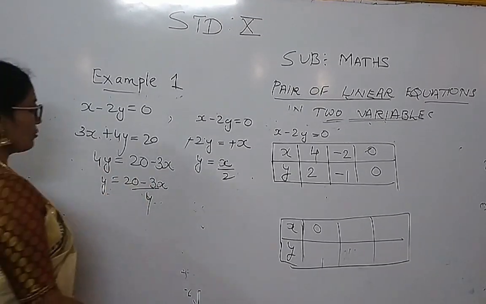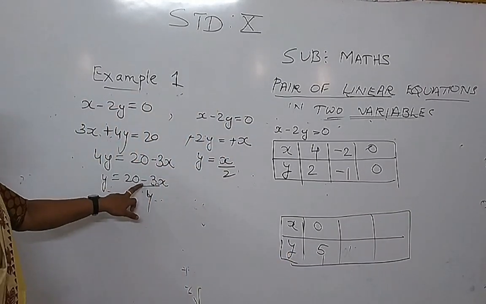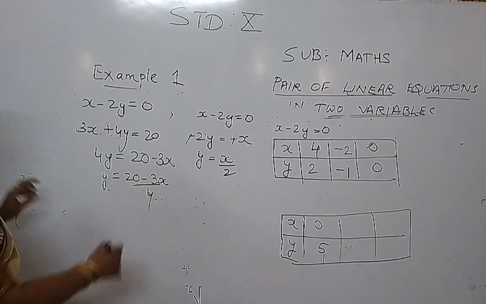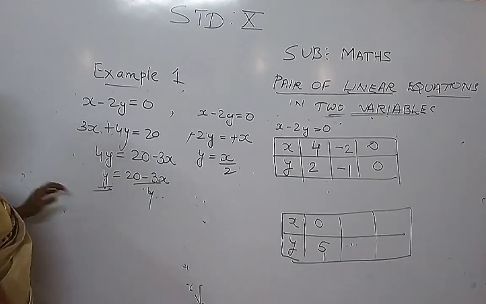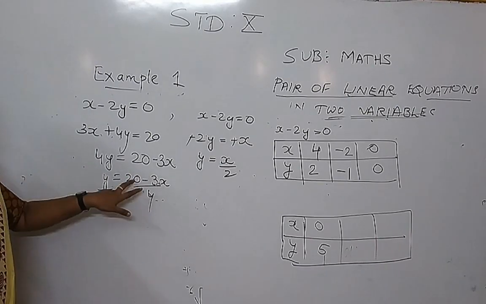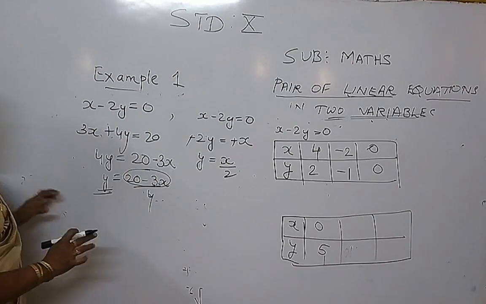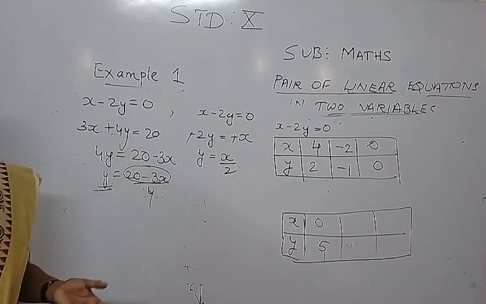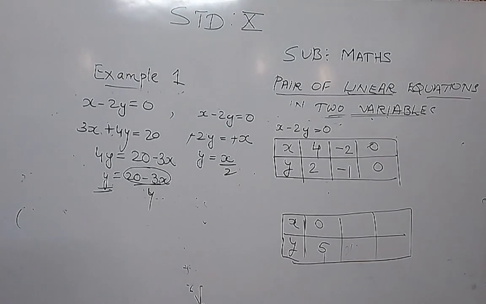20 upon 4, first point you will get as 5. Next one, if you are taking x as minus 4, whichever value you take for x, according to that you are going to get the corresponding value of y. So whatever number is coming here, it should be divided by 4. All whole numbers we prefer mostly, but if you get a fraction number, there is also no problem.